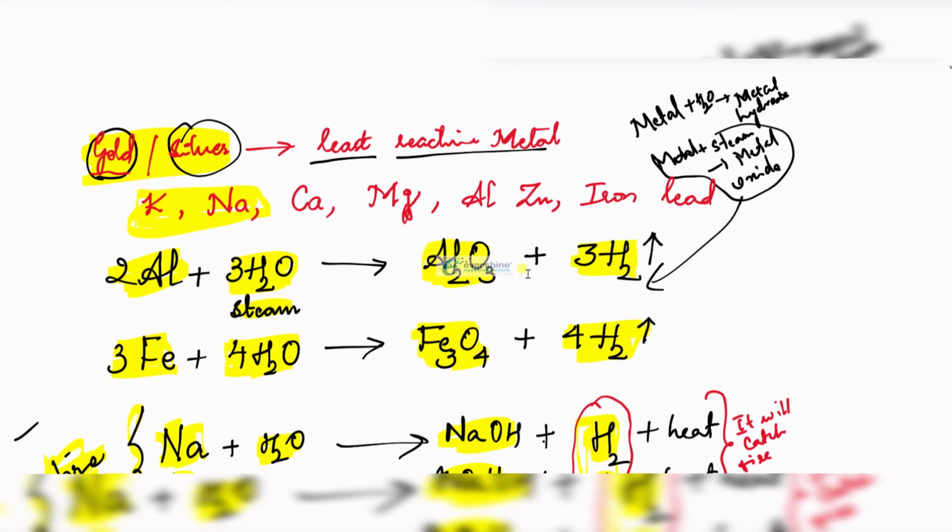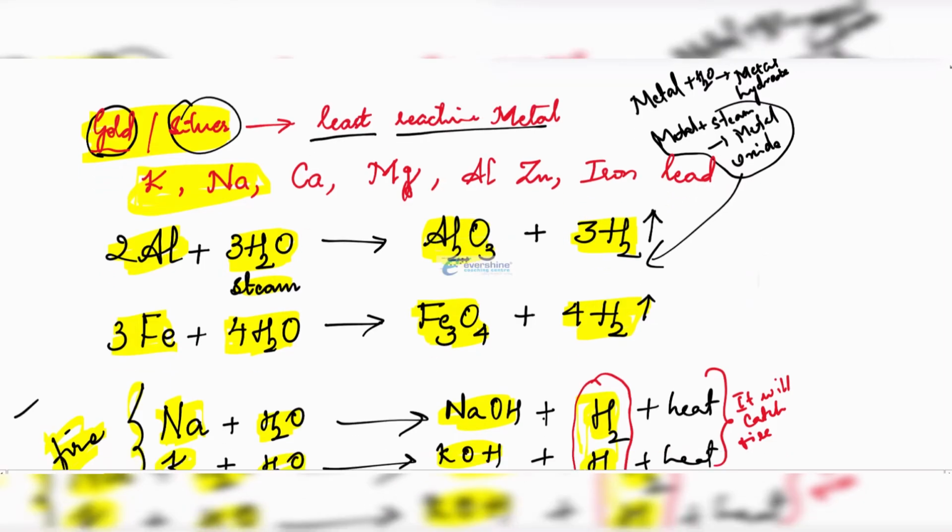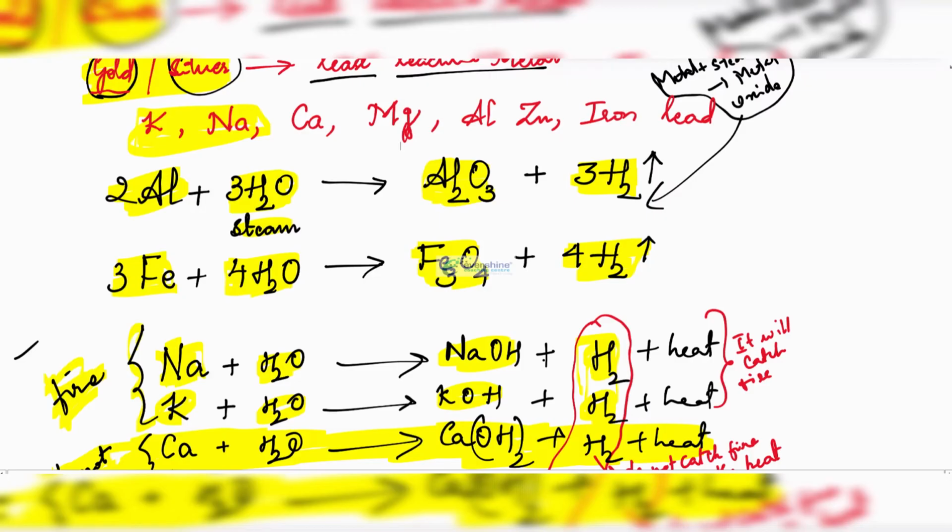Okay, let me solve a few examples, such as aluminium when it reacts with steam. See children, steam is nothing but H2O. Water or steam both have the same formula. When aluminium reacts with steam, that's nothing but water, it gives aluminium oxide and hydrogen gas is liberated. Similarly, when iron, that is Fe, reacts with water, it gives ferric oxide. Again you can see here hydrogen gas is liberated.